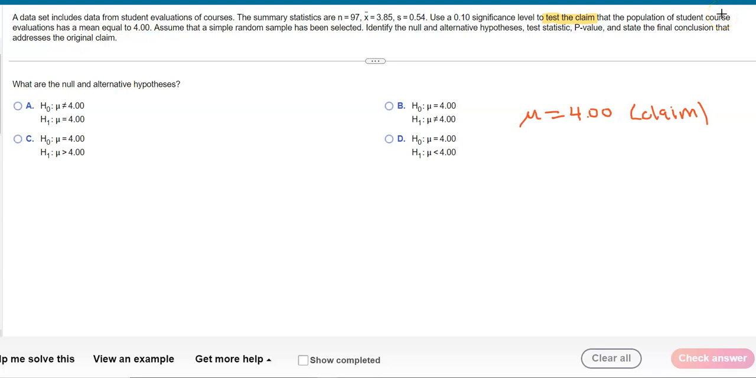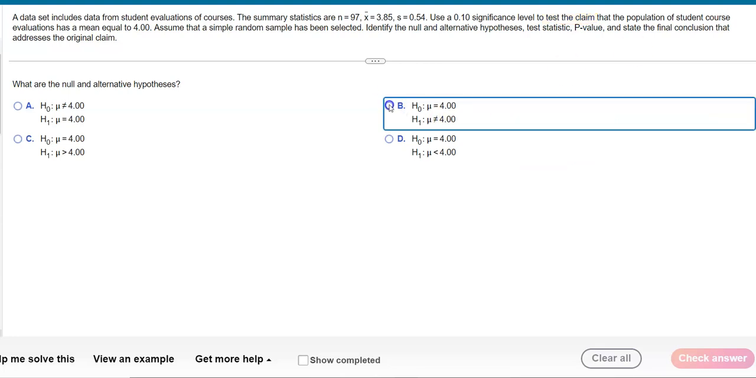Now remember, anytime we have a hypothesis test, it's important that we know that the statement that has an equal sign in it goes in the null hypothesis. So this statement right here has to be our H0 statement because that is the null hypothesis with the equal sign in it. Well then, for the alternative hypothesis, if the claim and the null are that the mean is equal to 4.0, then the alternative is that it's not equal to 4.0. So now we have our null and alternative hypothesis for this test. Looking at all the different options, that's going to be letter B.